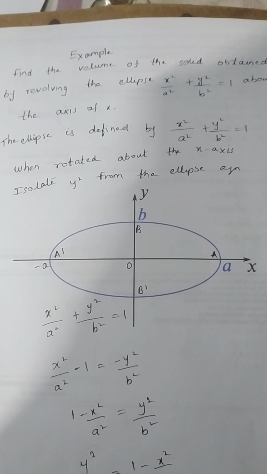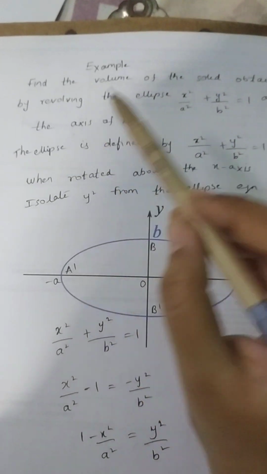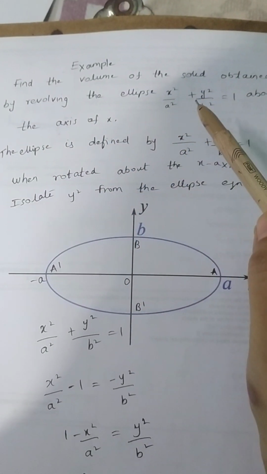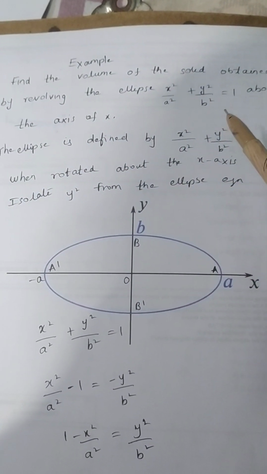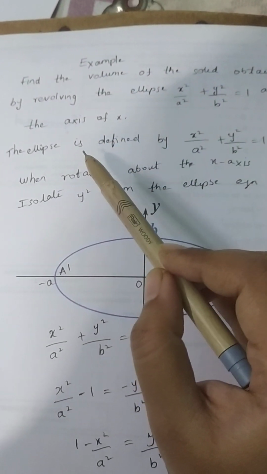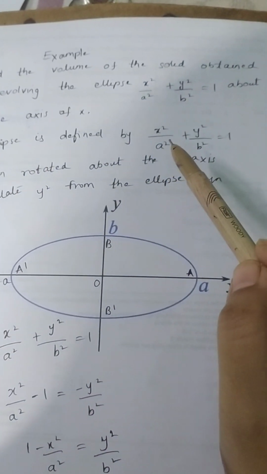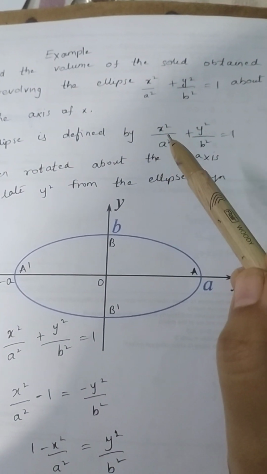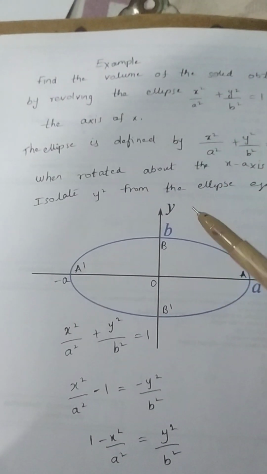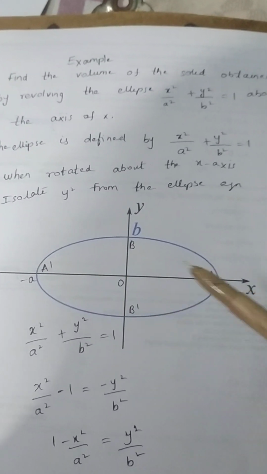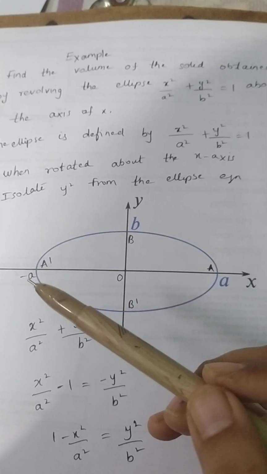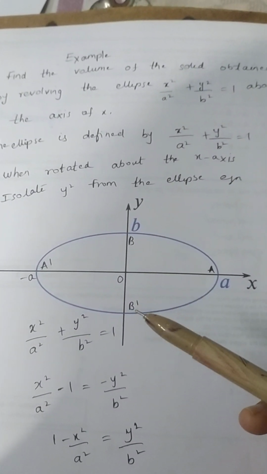Now coming to an example. Find the volume of the solid obtained by revolving the ellipse x square by a square plus y square by b square is equal to 1 about the axis of x. We all know that the equation of an ellipse is x square by a square plus y square by b square is equal to 1. Now this is the ellipse, this is the origin, this is the x-axis, this is A' and B'.